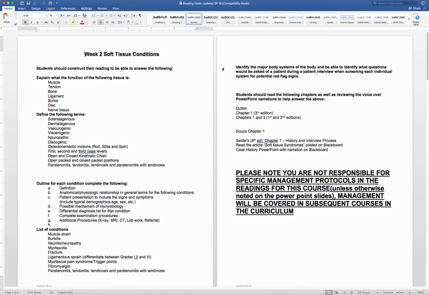Once you've done that, then you'll move on to the second page, which talks about identifying the major body systems and what questions would be asked during the review of systems section of the case history. Some of this information can be found in Seidel or the old Mosby's Chapter 1 History and Interview Process. Then you'll want to make sure that you look at these other sources to be able to help answer these questions. So first of all, go through it blank, write down everything you can think of.